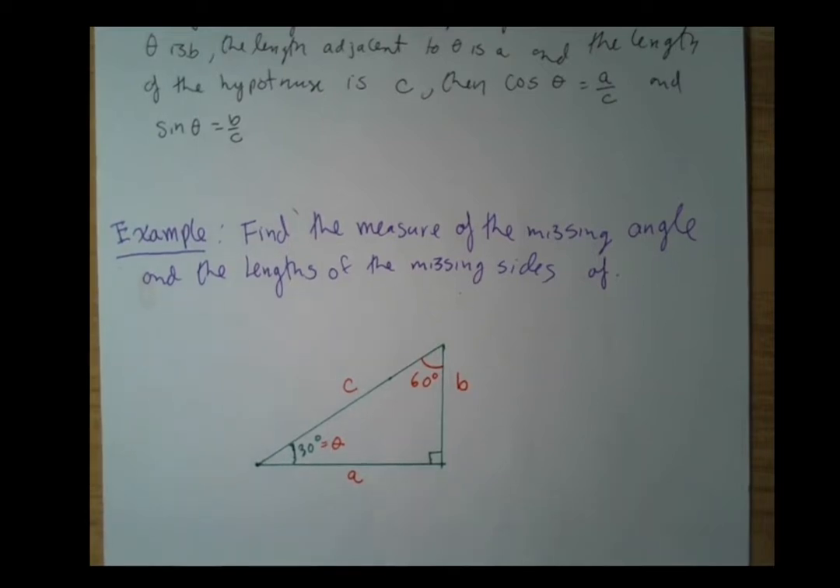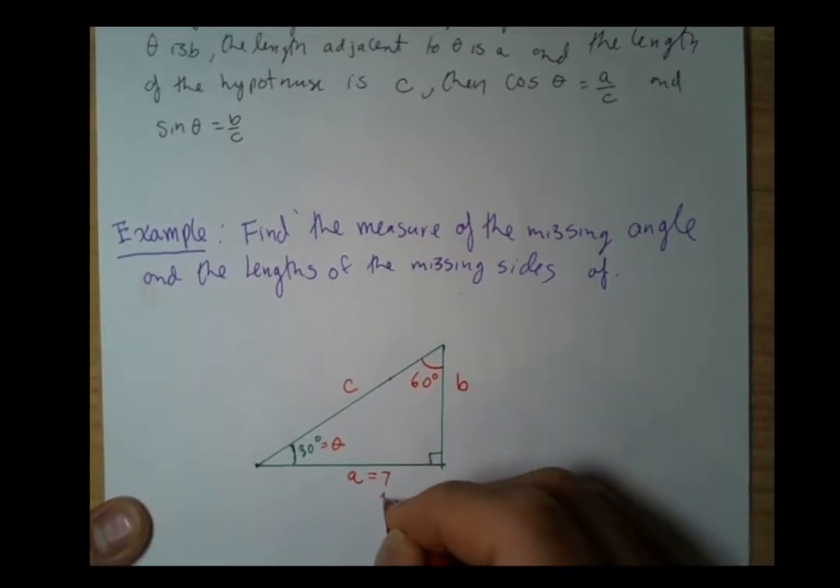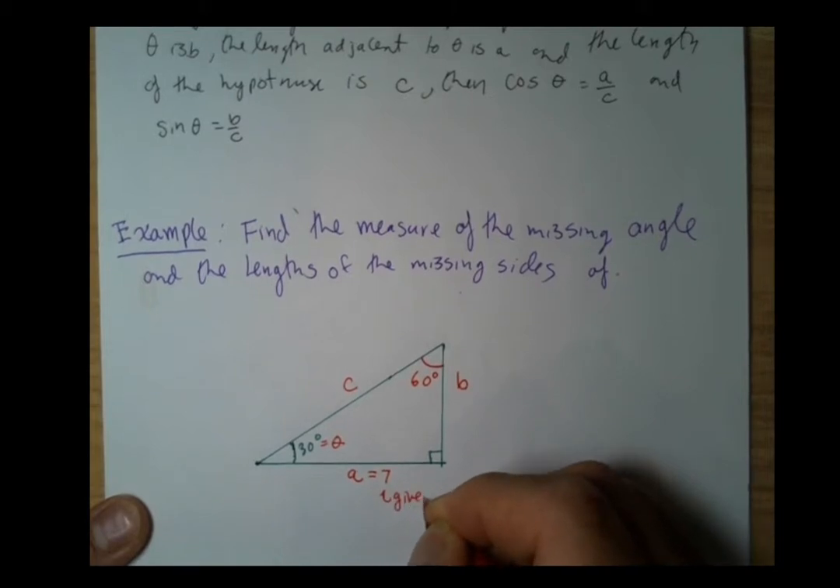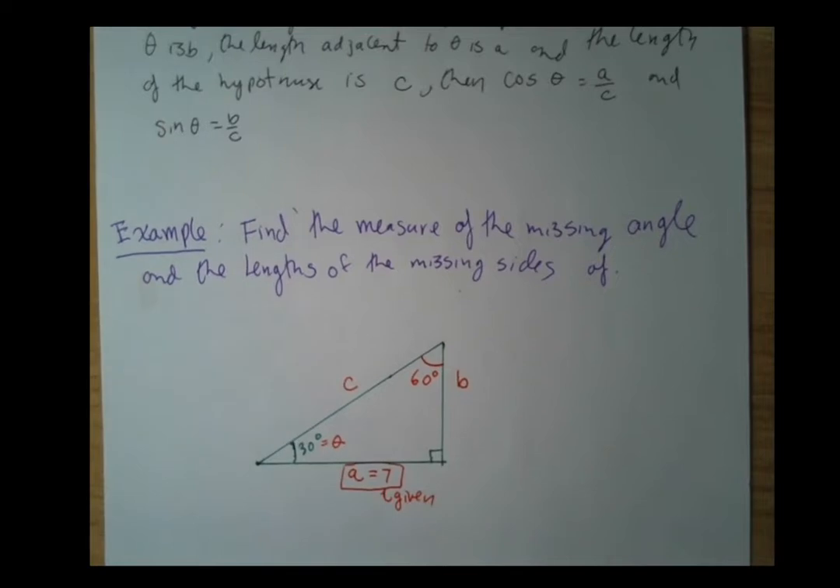hold on a second. I believe I missed something. We need one other piece of information here. Okay, this is given to us. A is 7. Yeah, without that, we wouldn't be able to get far. Okay, so let's say we're given 7 and then the angle of 30 degrees.